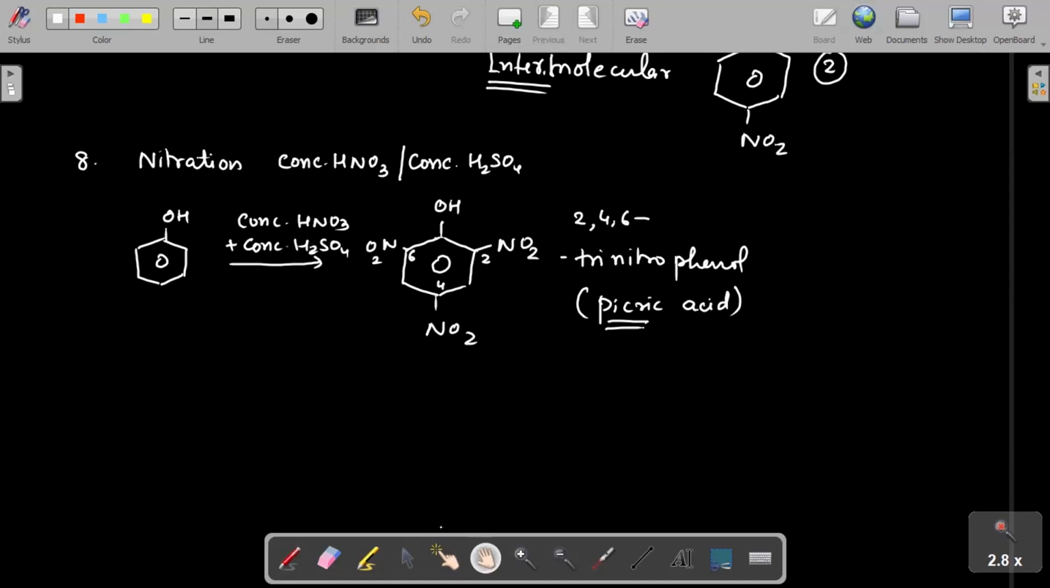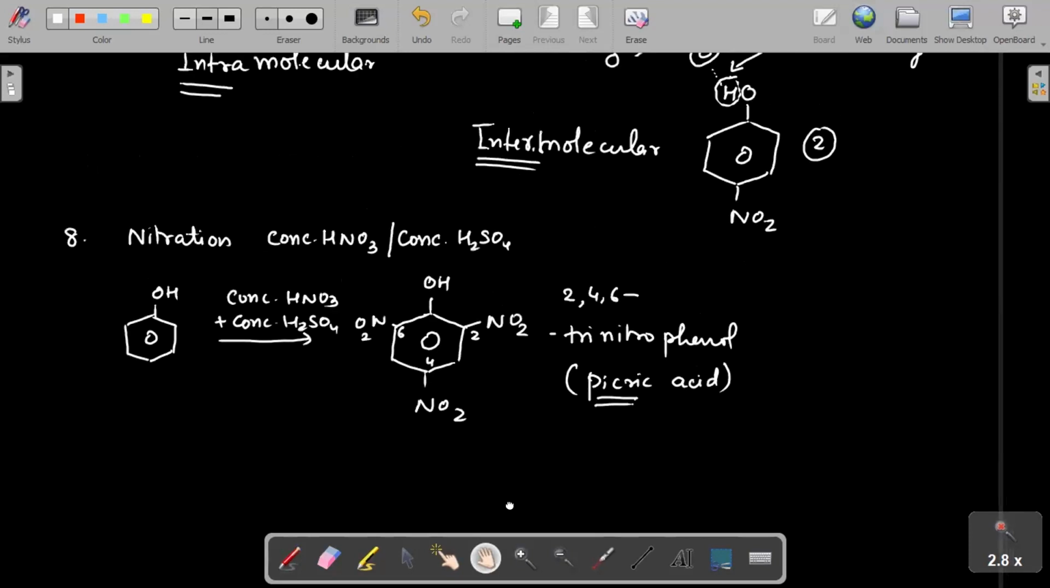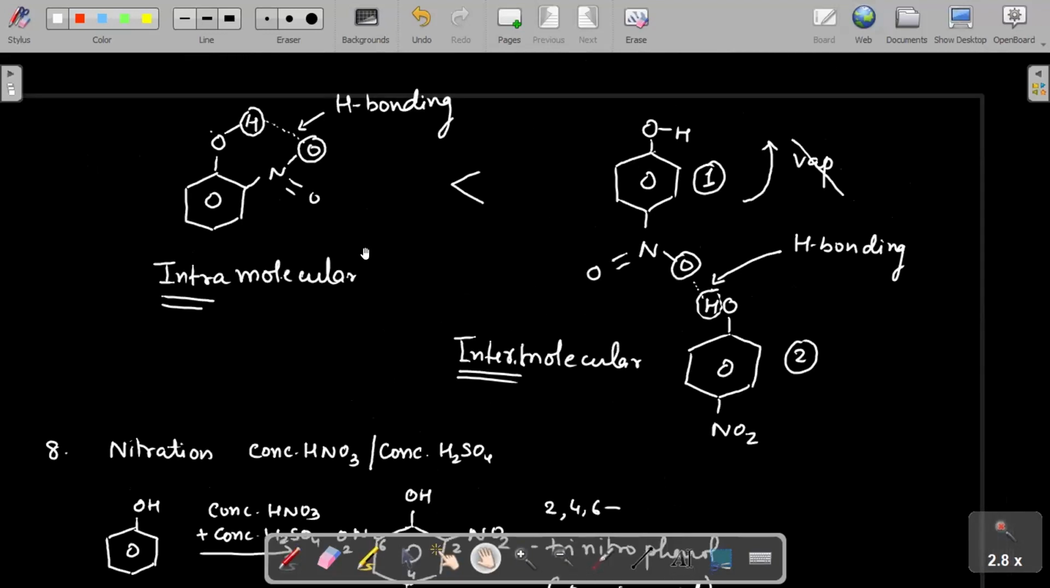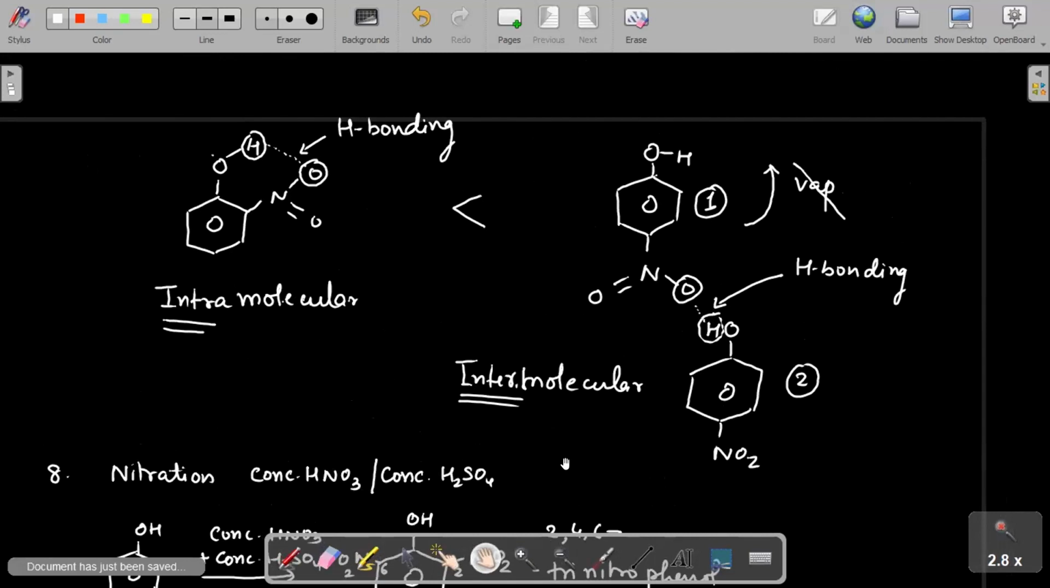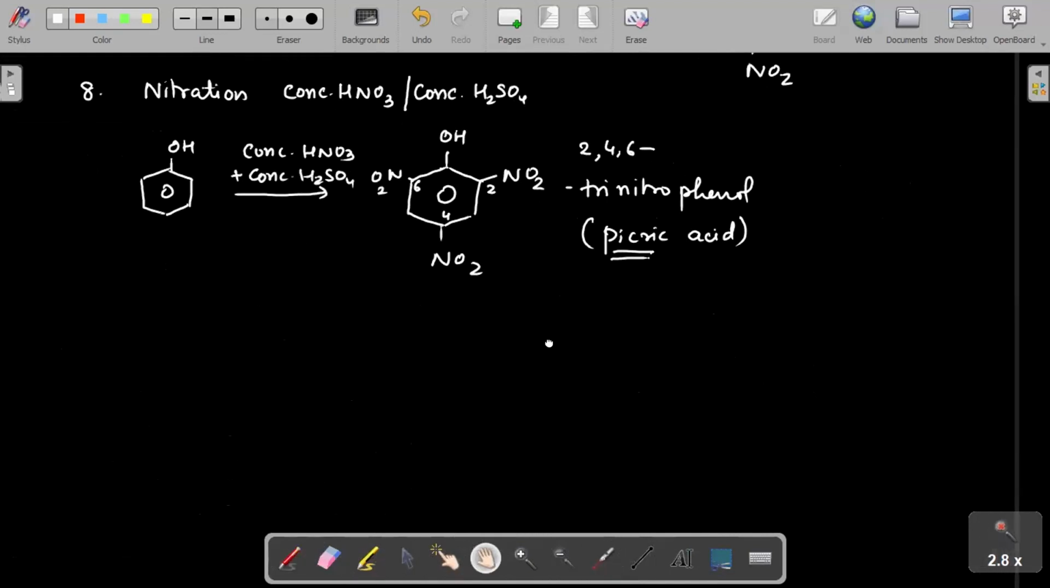So we just studied the two types of nitration. One in dilute conditions. In dilute conditions, you will get the mononitrated products like ortho or para. But if we are using concentrated nitric acid and H2SO4, we get the trinitro product.